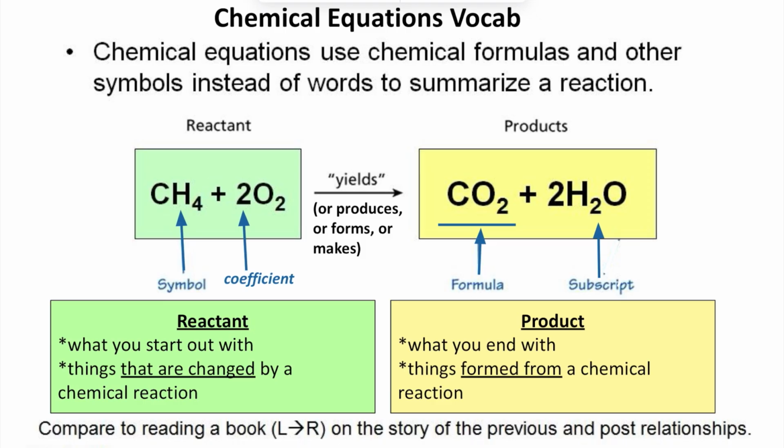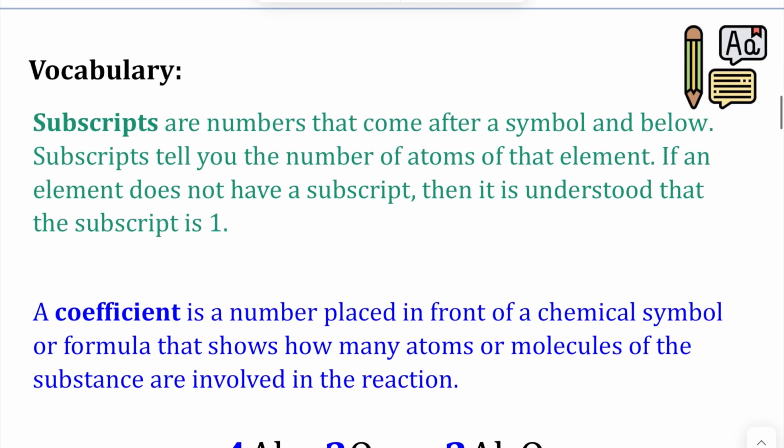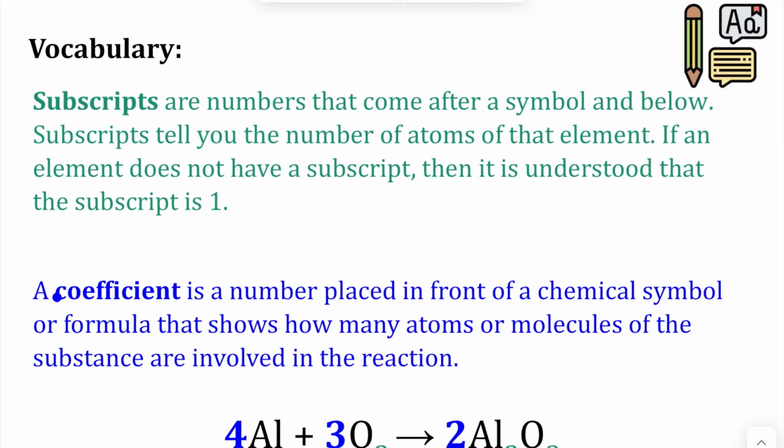Our reactants, the things on the left, what we're starting out with, are being changed through the chemical reaction. Our products are what we're going to end with. That's why they're on the right. We read left to right. Those are the things that are formed or produced in that chemical reaction. Again, comparing to reading a book, we read the story left to right, and it's the same thing here as we look at these reactions. Here again is some of that vocab: coefficients, the numbers in front, and subscripts, those smaller numbers. If that helps, read through those a little more.